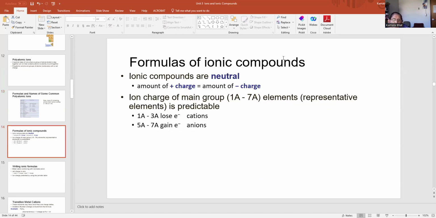Ionic compounds are neutral. The amount of positive charge must be equal to the amount of negative charge. The ion charge of main group elements is predictable. So groups 1 to 3 lose electrons, and groups 5 to 7 gain electrons.